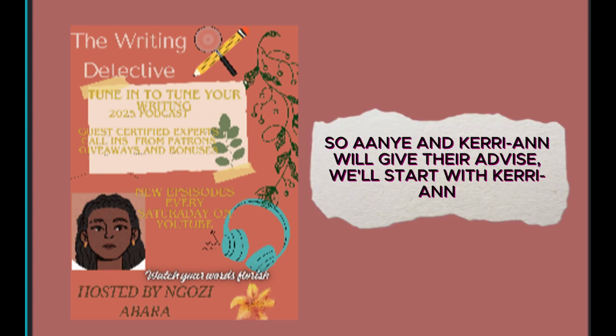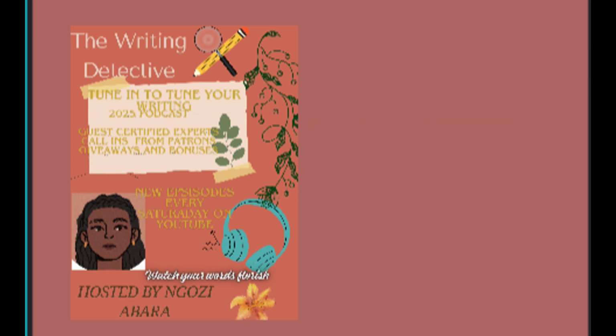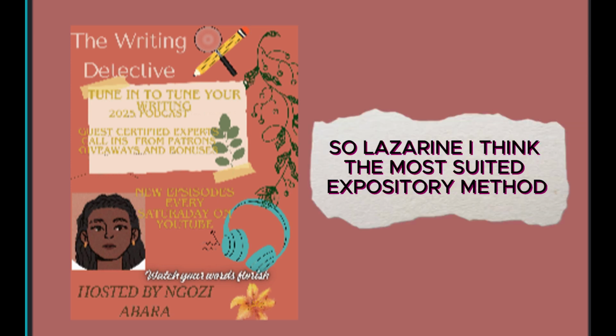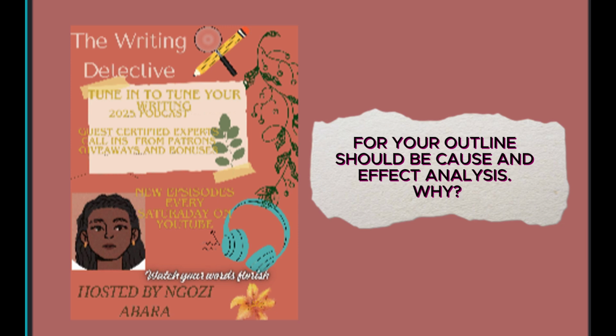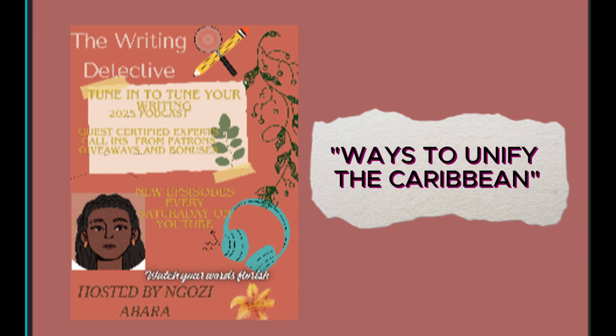So, Anye and Carrie Ann, we will start with Carrie Ann. Can you elaborate on what stood out to you first? How can she improve her topic to sentence outline? So, Lazarine, I think the most suited expository method for your outline should be cause and effect analysis. Why? I think it will perfectly address your topic, ways to unify the Caribbean.